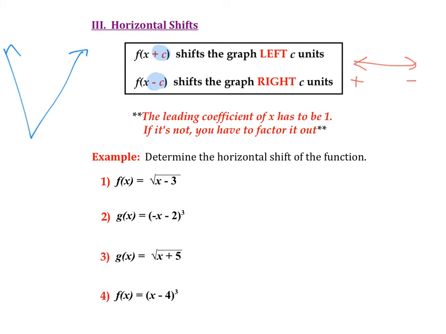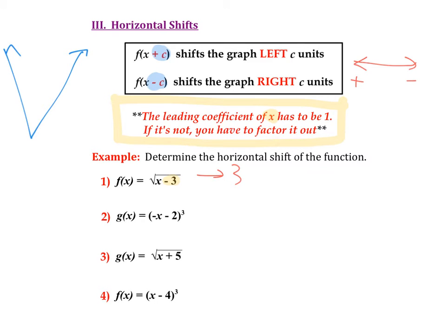Another important piece here is it says the leading coefficient of x has to be 1. So no numbers attached to the x, no negatives, no nothing. All right, let's go through. Here I'm seeing a minus 3. Well, minus means it goes to the right, so it's going to go to the right 3 units.